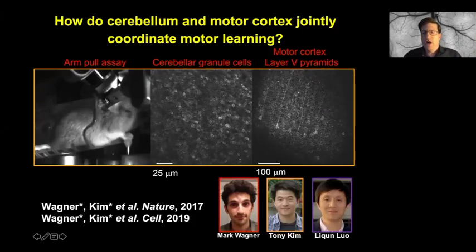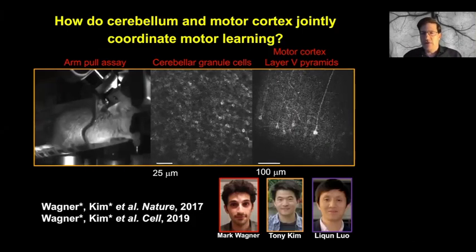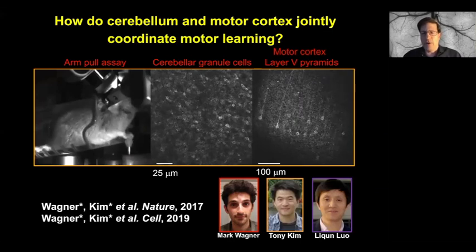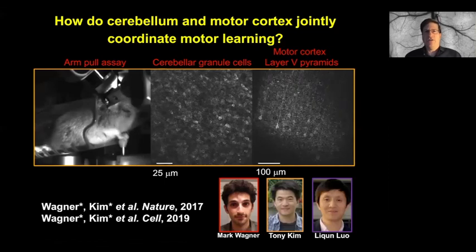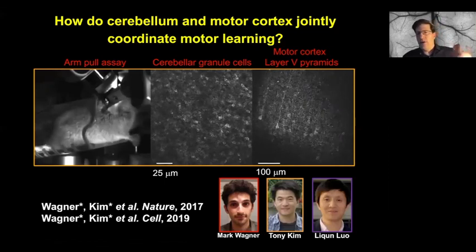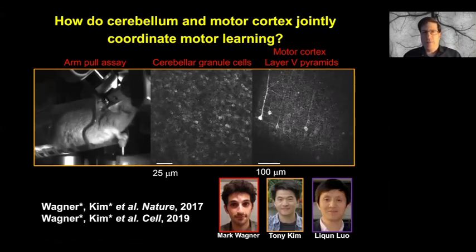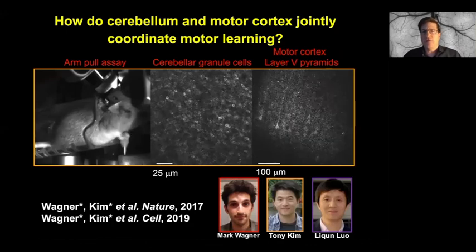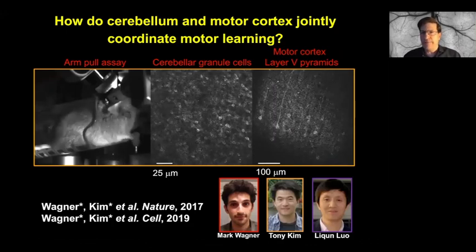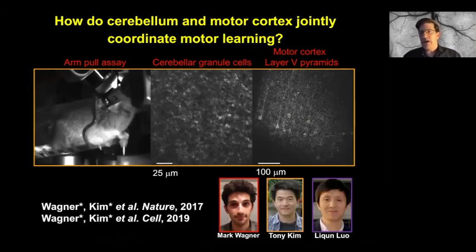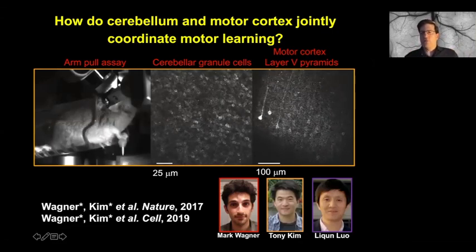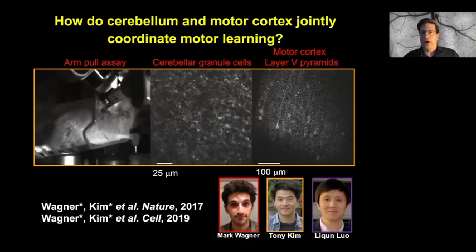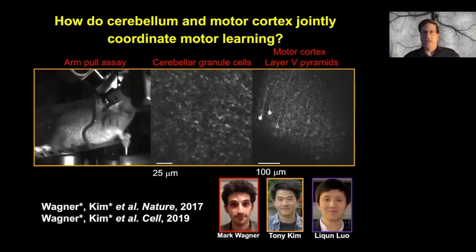This is work done in collaboration with my colleague at Stanford, Leach and Lowe, and spearheaded by Mark Wagner and Tony Kim. And here you can see a mouse that is performing an arm pulling task under this double-headed two-photon microscope. And at the same time, we're able to image with one arm activity in the cerebellum, and with the other arm, we're able to image activity in the motor cortex. And so this way, we can watch what's happening in two cooperating areas of the brain that might be anatomically separated.